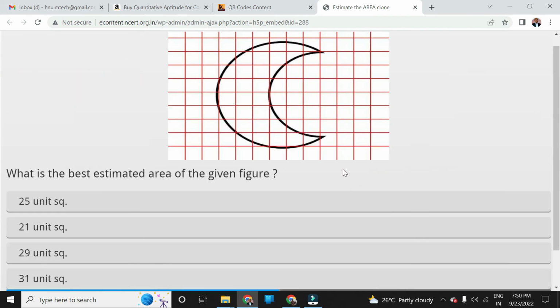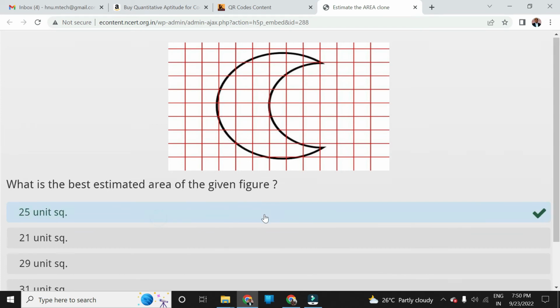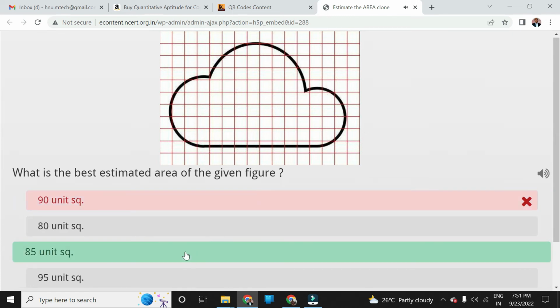Okay, and what is the best estimated area of the given figure? This is a different figure. Okay, just like a moon, we got a star and we got a moon also here. So similarly, like what we did in the previous approach, you calculate all the number of full squares and all the number of half squares and say the answer. So 21 is the answer for this question. Now can you find the best estimated area for this question? Okay, 85 is the answer.